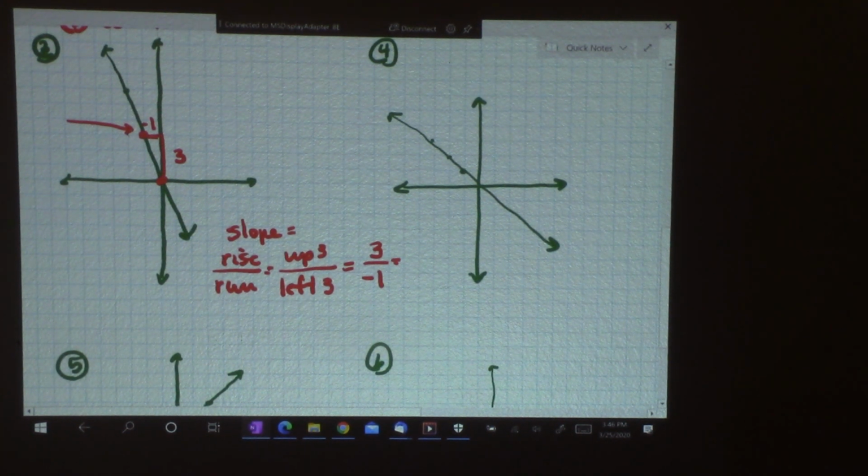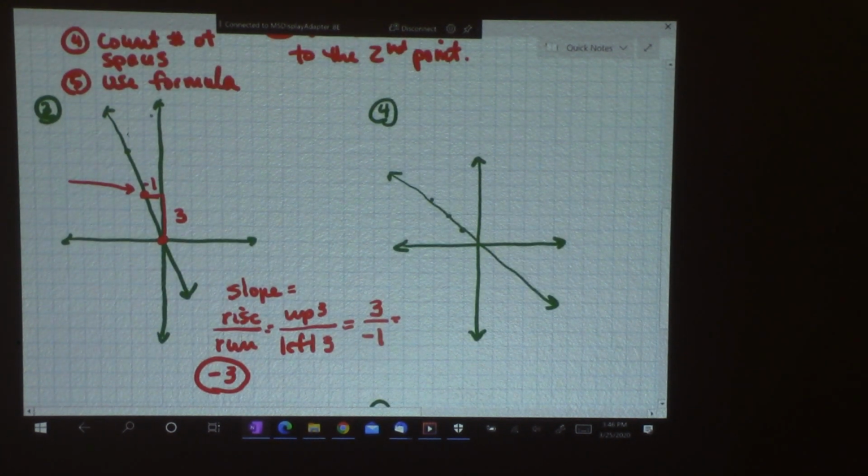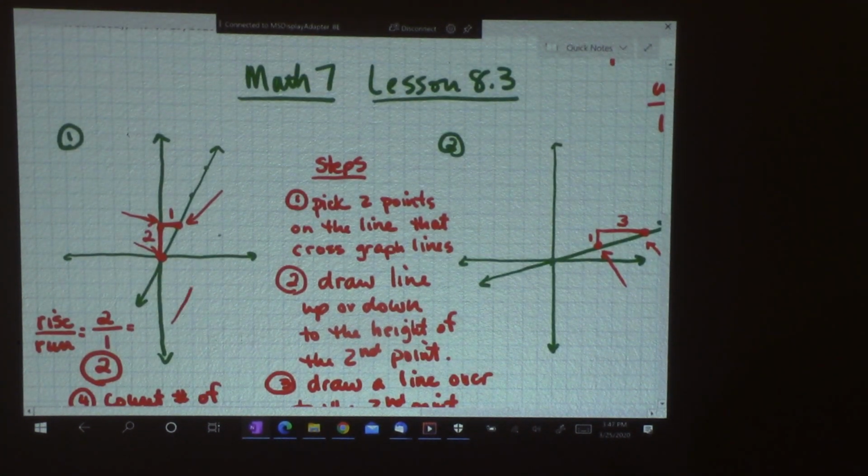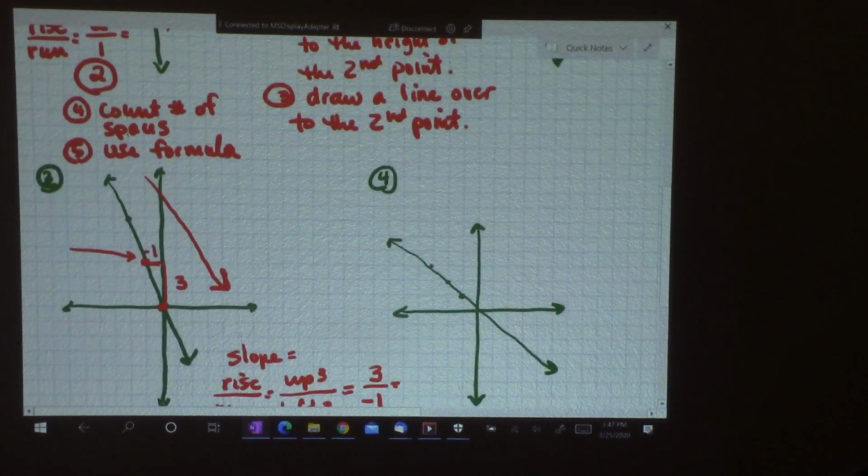Now when I reduce that, I get negative 3. My slope goes down 3. Do you see this? My line goes down in this direction from left to right. Okay, if I look at the other line, look at how this one from left to right goes up. So I have a positive slope. When it goes down, it's a negative slope.